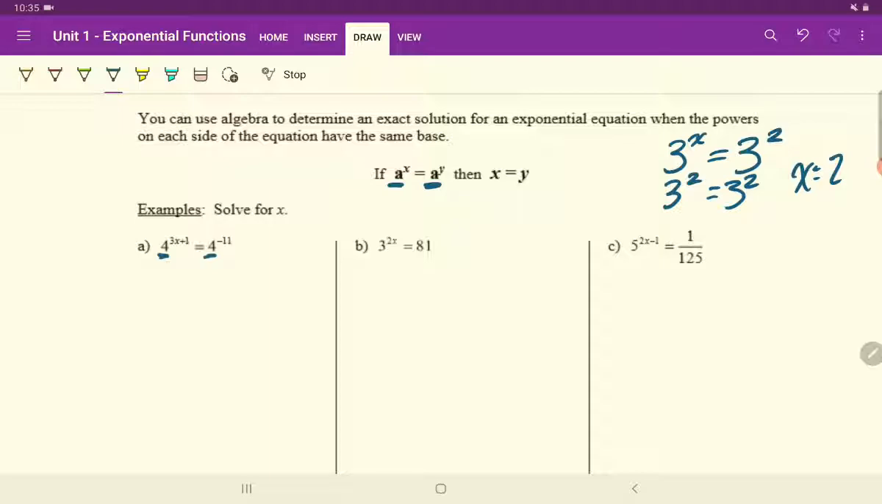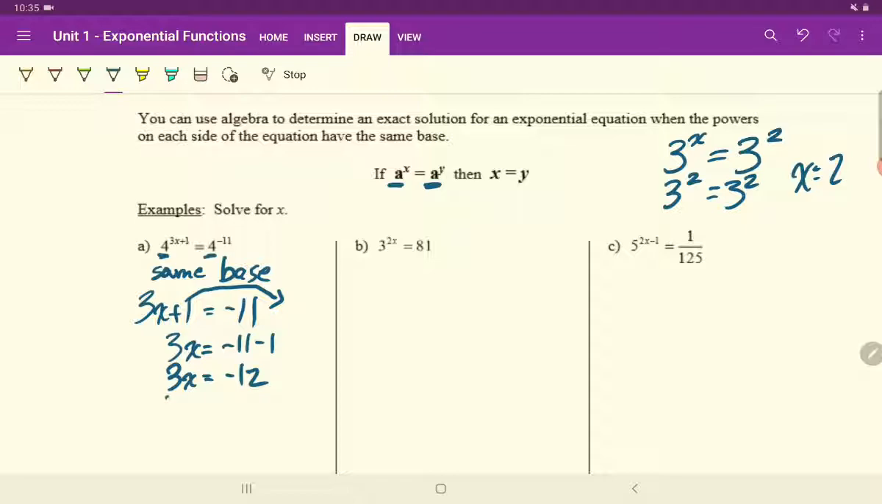Because they're the same base, I'm good to just let the exponents equal each other and then solve for x in our exponent. So start by bringing the plus 1 over, which becomes minus 1. Next, divide by 3 on both sides. That cancels out these 3's, and you're left with negative 12 divided by 3, which is negative 4. So our solution there is negative 4.